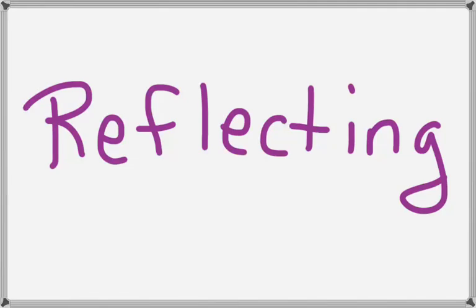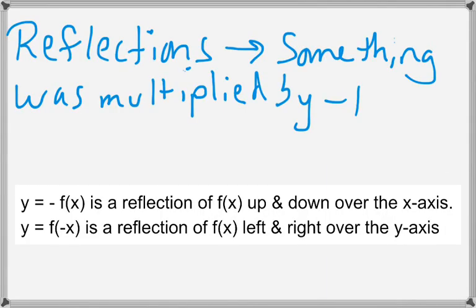In this video, we're going to discuss reflecting, one of our basic graphs. So reflecting is going to come from multiplying something in the equation by -1. If f(x) is our original function, then multiplying that original function by -1 is going to do a vertical reflection. So it's going to reflect up and down over the x-axis. Any point on the x-axis would just stay the same.